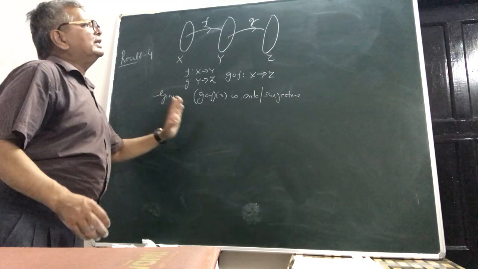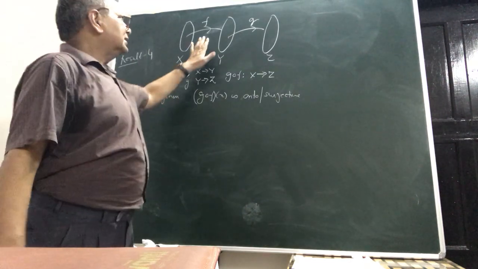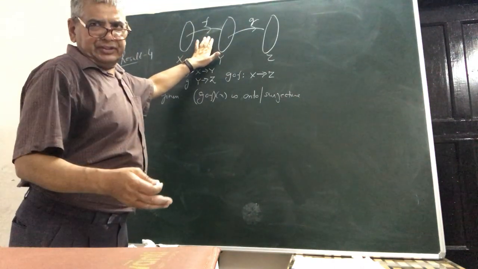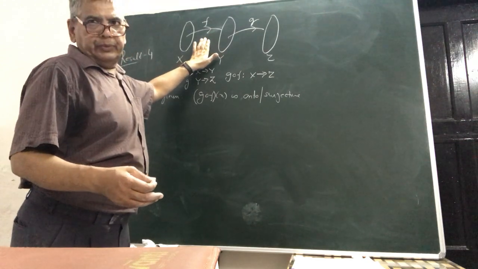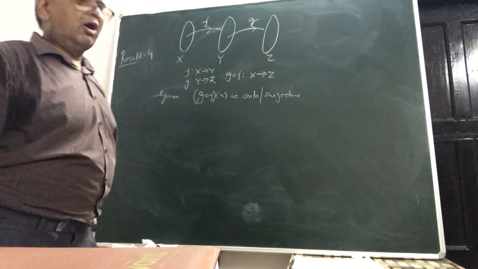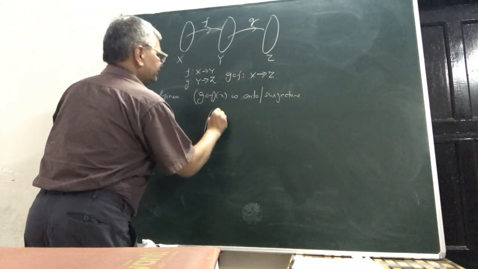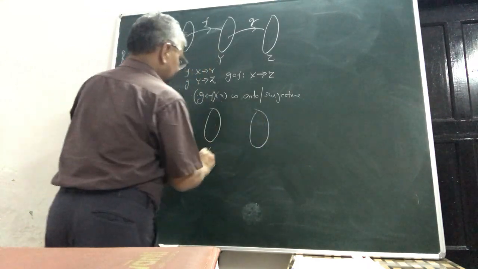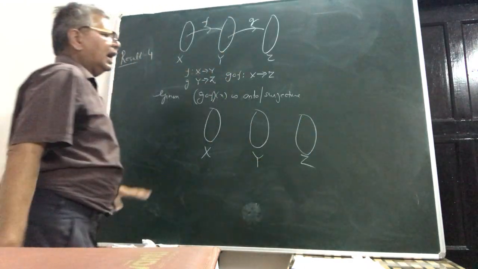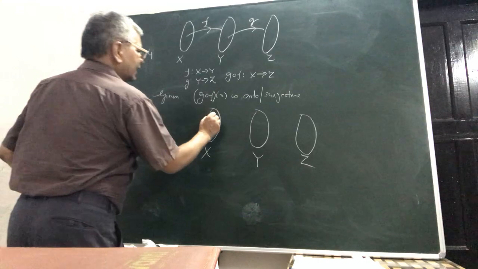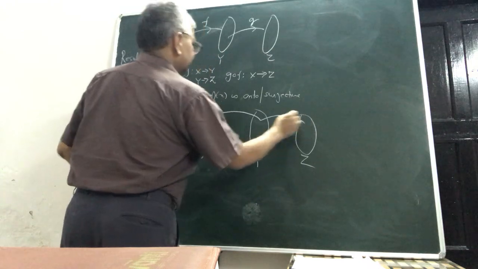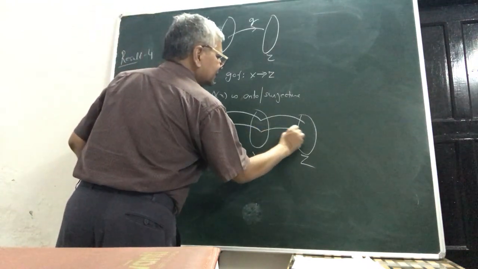So one thing we can easily show here is that even if f is not onto, even if f is into, then g of f will be onto. How we can show it? Please see, I am taking this example here. This is my set X, this is my Y, this is my Z. Suppose this is some element here, its image is here, its image is here. Second element, its image is here, its image is here.